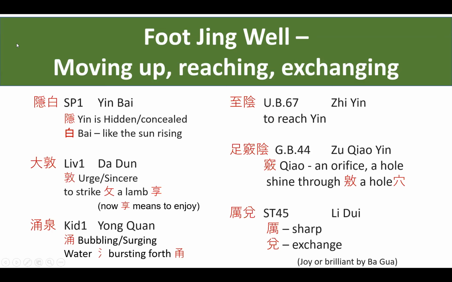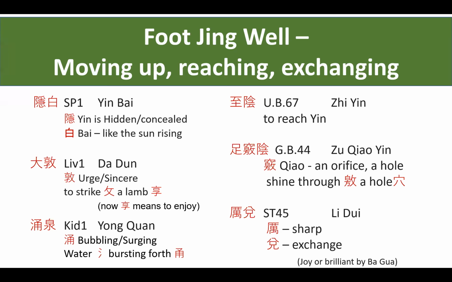So in the foot, we have something that's going to reach out and exchange the exact same thing. Again, we have a white with spleen 1, something that's rising, the hidden white in this case. In liver 1, first of all, we have the character big, and something that urges, or we say sincere, but it's to urge yourself to be sincere. And if you look at what the character actually means, it's to strike something, to strike a lamb.